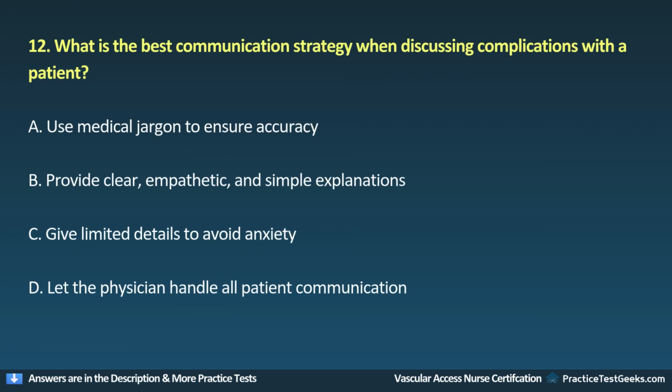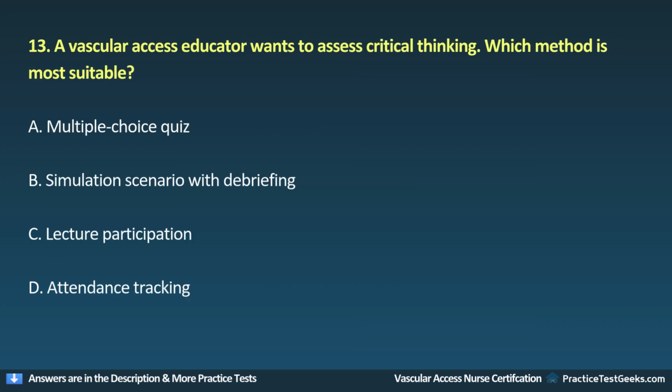12. What is the best communication strategy when discussing complications with a patient? A. Use medical jargon to ensure accuracy. B. Provide clear, empathetic, and simple explanations. C. Give limited details to avoid anxiety. D. Let the physician handle all patient communication.